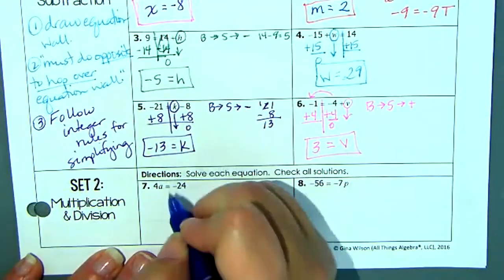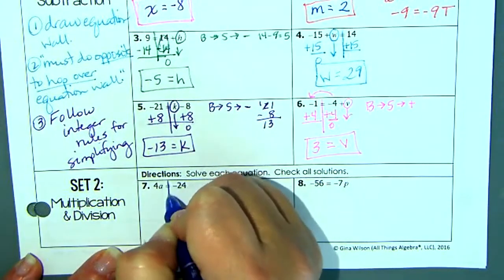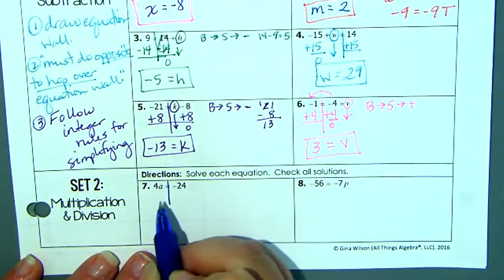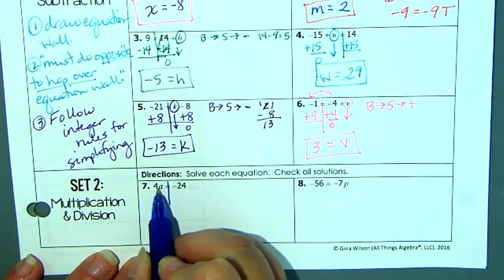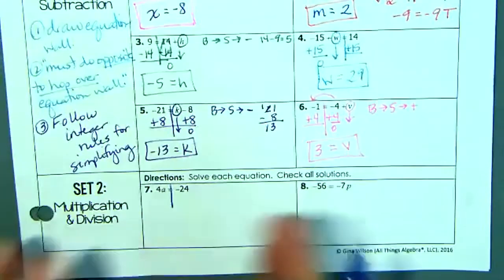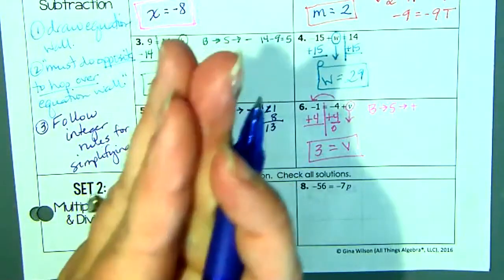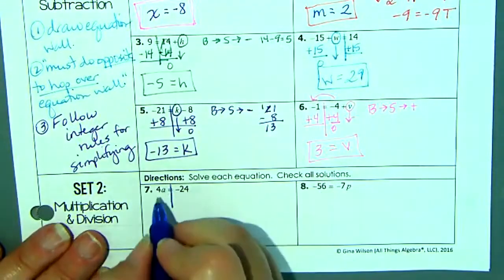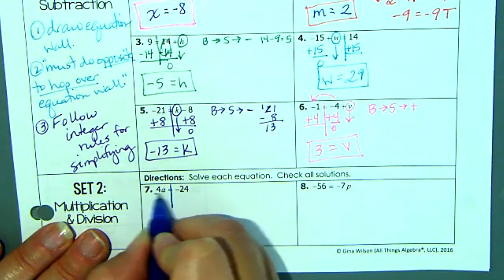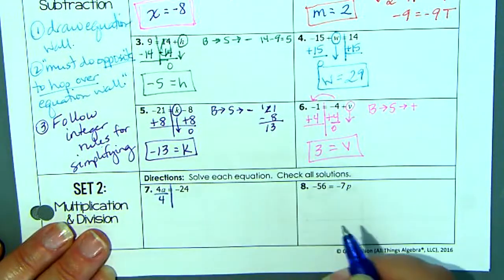So when I'm looking at this, again, we still draw the equation wall. How are the two connected? What operation is tied to it? When things are right next door to each other, there's no symbol in between. It's understood to be multiplication. So since I'm multiplying, I'm going to divide by 4.